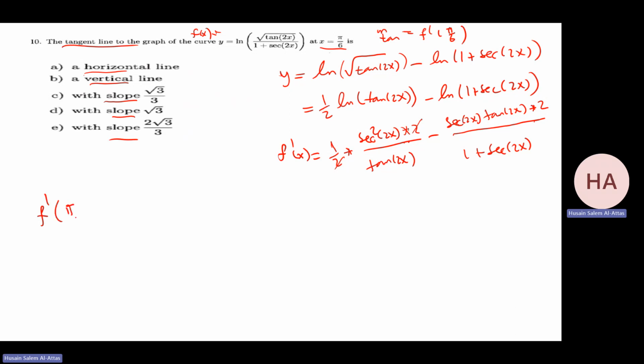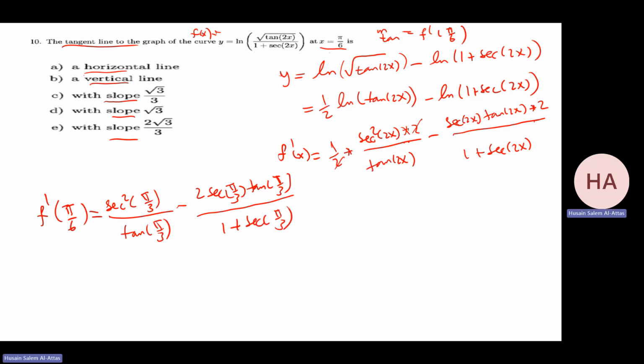So f prime at pi over 6 will be: secant squared pi over 3 over tan pi over 3, minus 2 secant pi over 3 tan pi over 3, all over 1 plus secant pi over 3. What is secant pi over 3? Cosine pi over 3 is half, so secant is 2. What is tan pi over 3? Tan 60 is sine 60, square root of 3 over 2, over half. So that will be square root of 3.